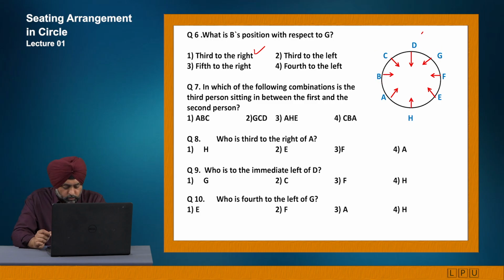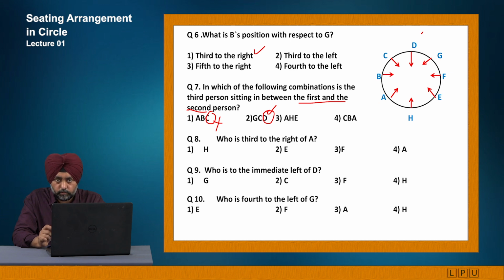In which of the following combinations is the third person sitting between the first and the second? This is a very important question. In the first option, C is the third person. Is C between A and B? No, it is not. In the second, D is the third person. Is D between G and C? Yes. So the third person D is sitting between the first and the second person. So our answer is G, C and D.